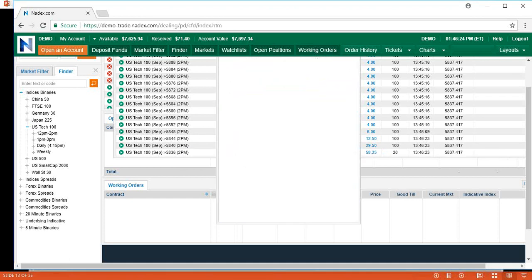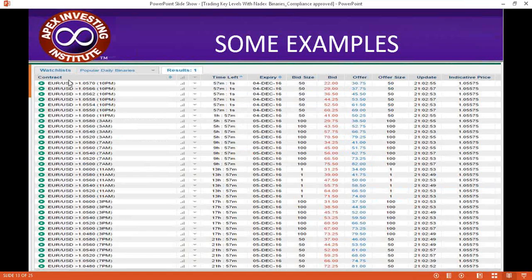Okay. I think I have a couple other examples of this. All right, this is the euro dollar. I pulled up a bunch of different expirations on the euro dollar from 10 p.m., 3 a.m., 11 a.m., 3, all the different dailies, right? Okay.